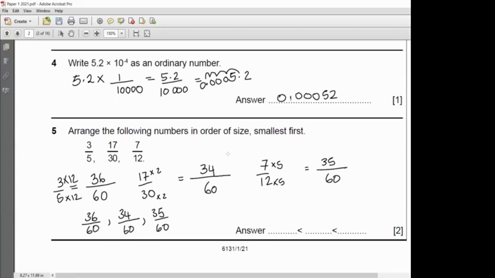Now we want to start with the smallest. You must write the smallest one first. So you look for the smallest numerator, and that's this one, 34 over 60. But you don't write it the way I have it over here. You write it the way it is given. So this is 17 over 30. So this is our smallest one. The next one is 35 over 60. That's 7 over 12. And then lastly, we have 3 over 5.